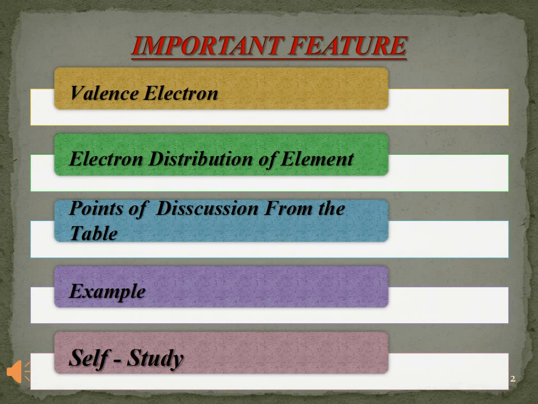The points that are covered in this topic are the valency of electron, the electronic distribution of elements, points of discussion from the table, examples, and at the end we'll see the self-study.